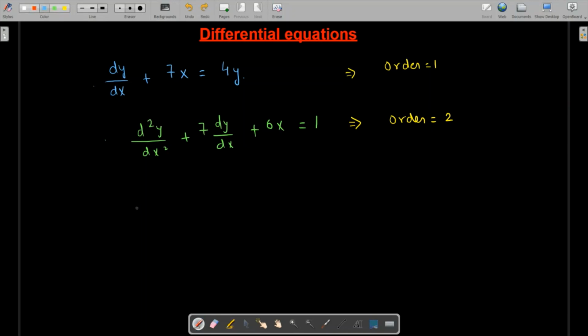Likewise, let's say we have another differential equation which is d cube y over dx cube plus, let's say, 7x is equal to 4y plus 1. We can clearly see that the highest order, and in fact the only derivative available in this particular equation, is 3. So we're going to write that the order of this particular differential equation is 3, and so on. So order is the highest order derivative which is available in a particular equation.